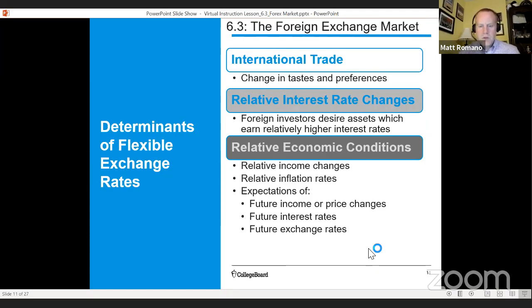So again, I'm here in the US. If I see that securities coming out of somewhere in Europe are going to be higher than they are here in the US, well, maybe I want to get that high return.